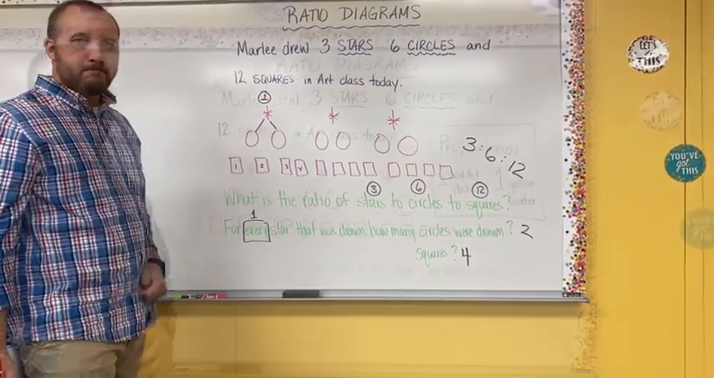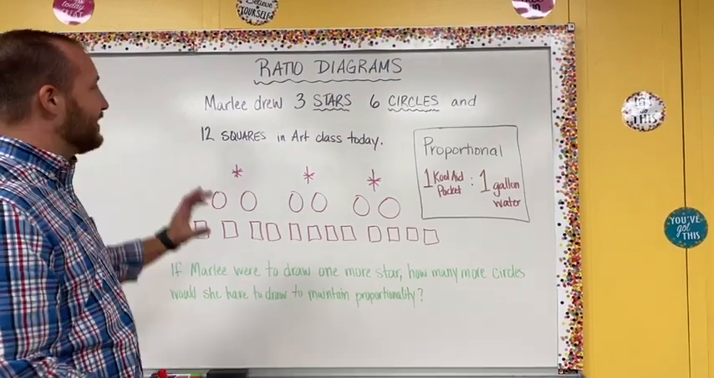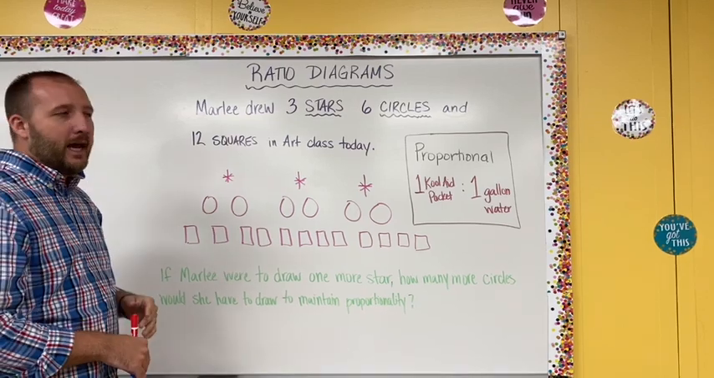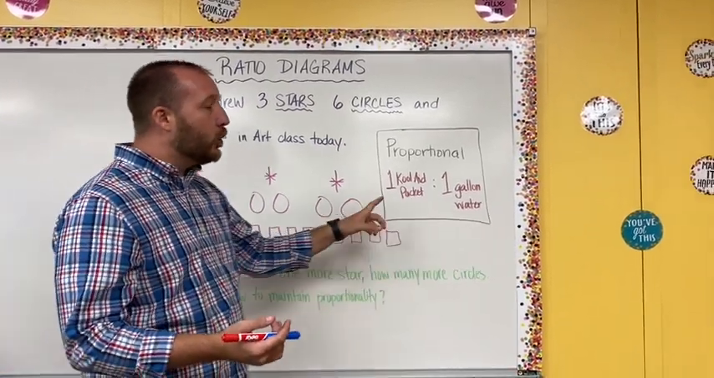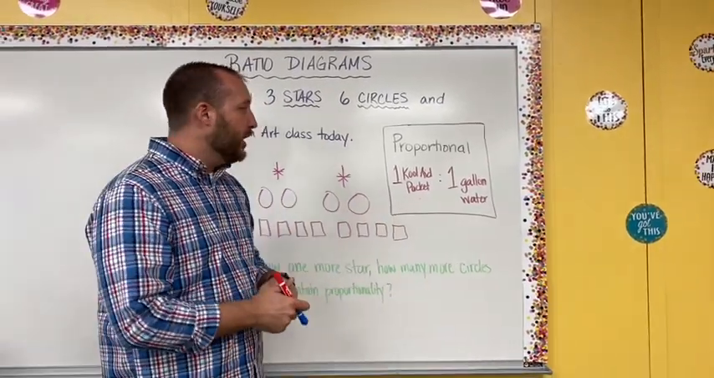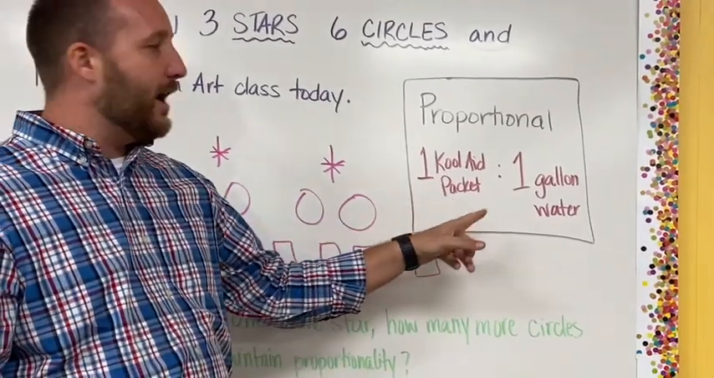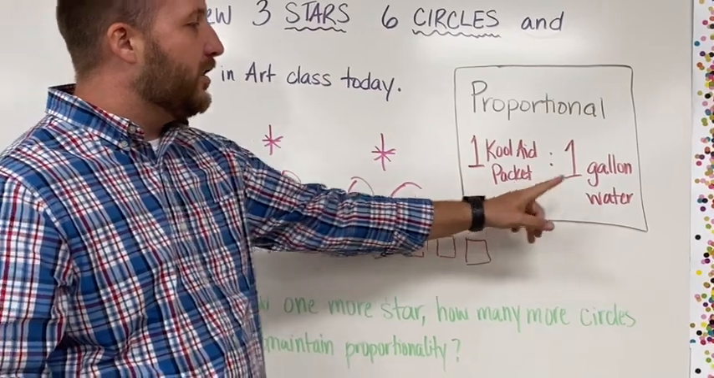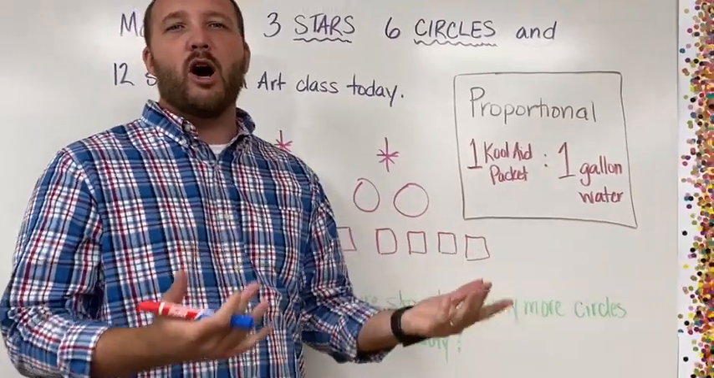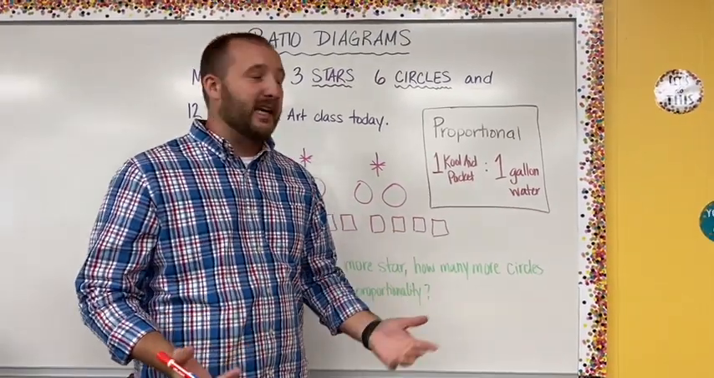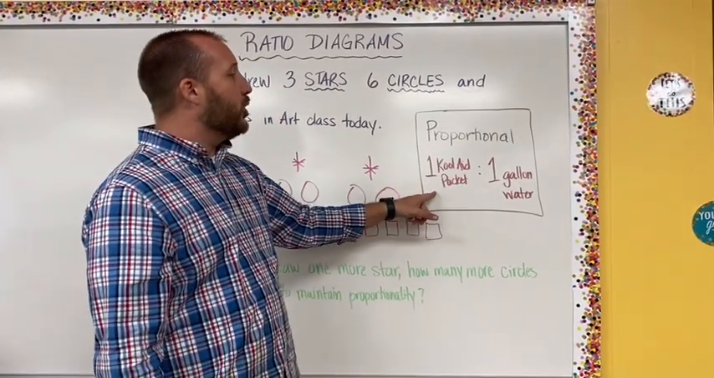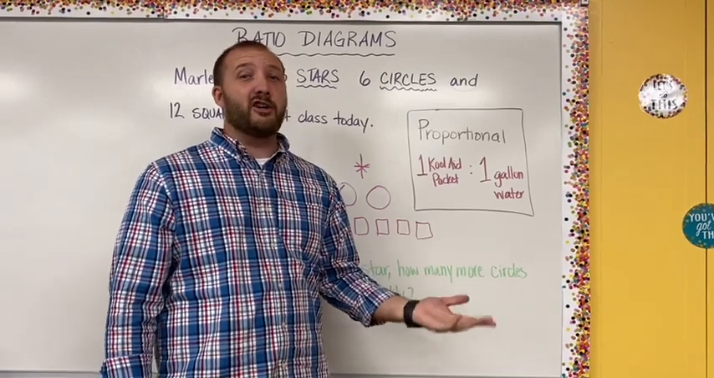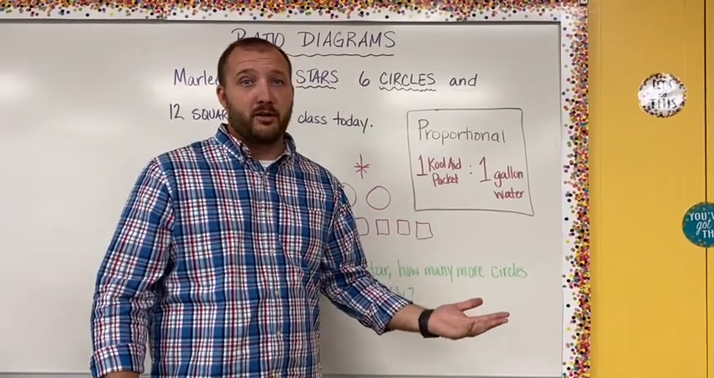Okay? So now what we're going to do is use this same example of Marley in art class to show proportionality. And you can think of proportionality as like making Kool-Aid, okay? So whenever I make Kool-Aid, you have to use 1 Kool-Aid packet for every gallon of water, okay? But if I mix 1 Kool-Aid packet with 2 gallons of water, I have more water and less Kool-Aid. That means it's yucky, okay? If I use 2 Kool-Aid packets for 1 gallon of water, I have more Kool-Aid and it's very sugary and also very yucky. Unless you like sugar, and then it's really good.